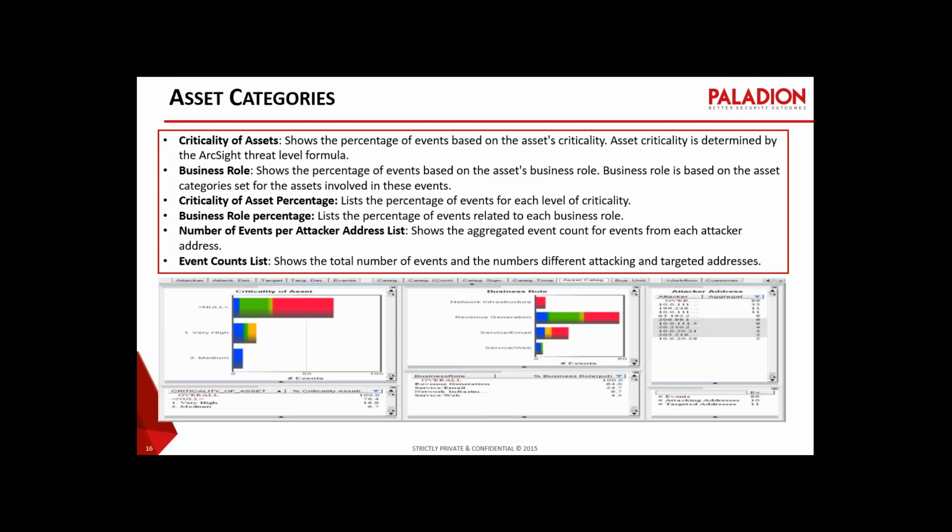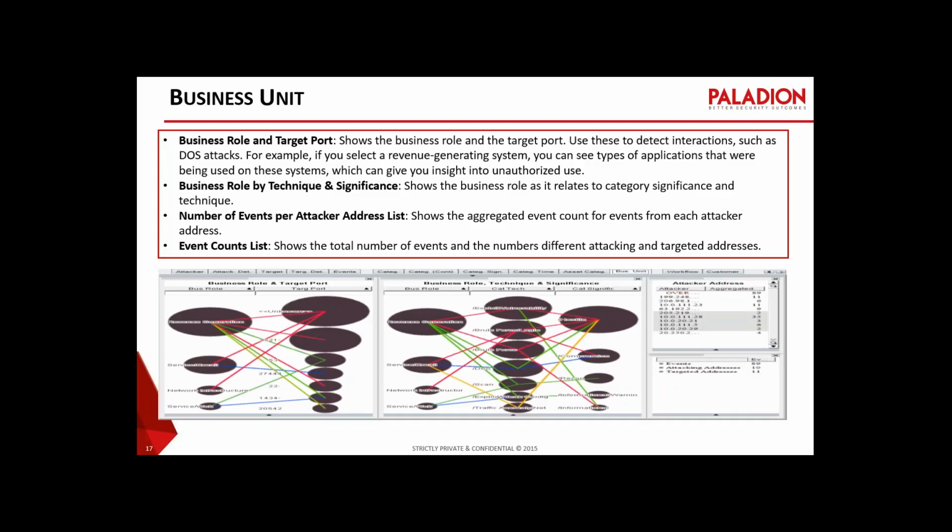This is, of course, the last screen of the AID module that gives you more context in terms of the business roles: which business of mine is being attacked on which target port, which business of mine has what category of events happening, and is there something malicious happening over different businesses. That's what we're trying to achieve using the business unit analysis.